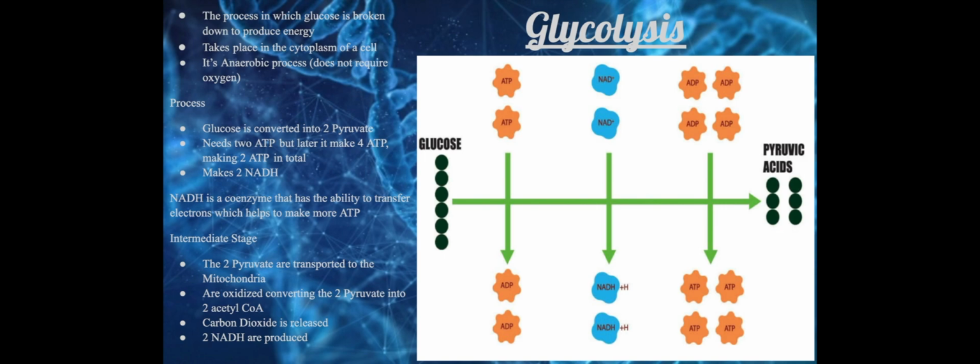Now, after glycolysis and before the Krebs cycle happens, there's an intermediate stage between those two. The 2 pyruvate are transported to the mitochondria. They are oxidized, converting them into 2 acetyl-CoA. Carbon dioxide is released and 2 NADH are produced.